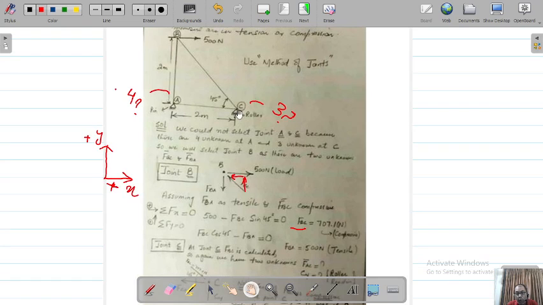As we go to joint C, because you look, we have already calculated force BC. Okay, so force BC is 707.1 Newton along this joint.